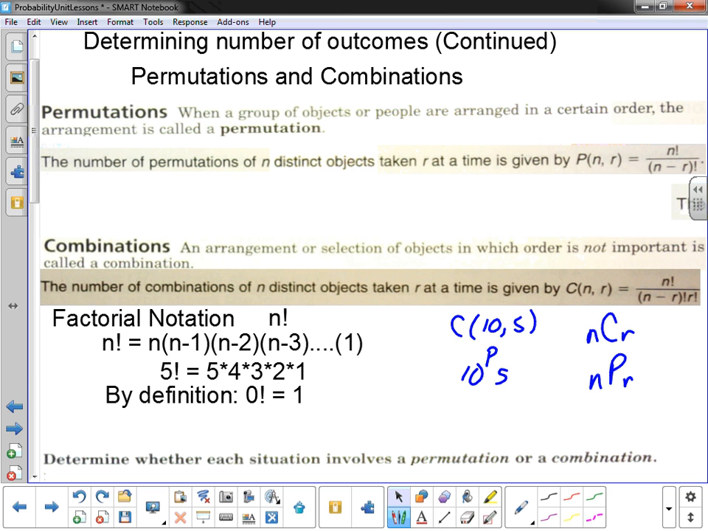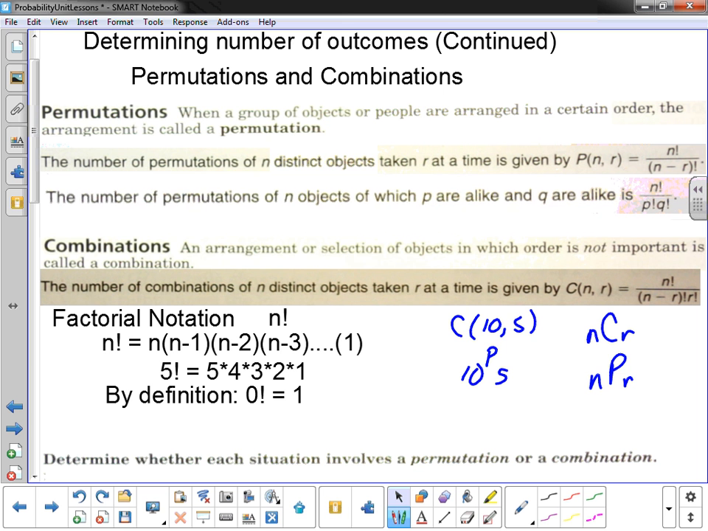Okay, so now this other item here says, what if I have permutations of n objects of which p are alike and q are alike? If I've got to use everything in the group, such as the word rhombus, and I want to find out how many different ways I can rearrange the letters in the word rhombus, I'm going to use that formula. On the top is how many letters are in the word rhombus. On the bottom is how many things repeated, and that's how many times they repeated.